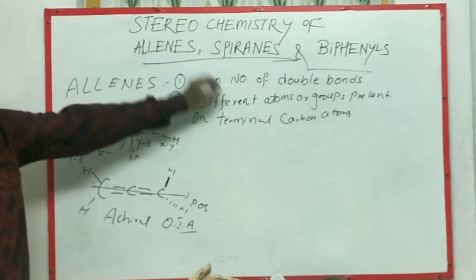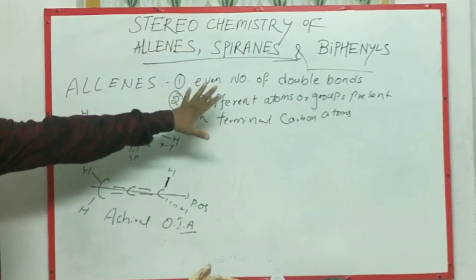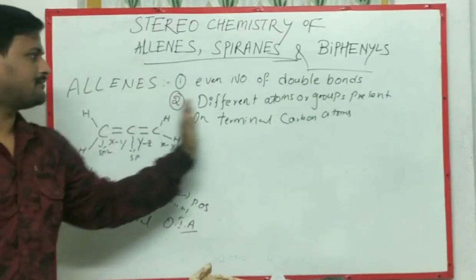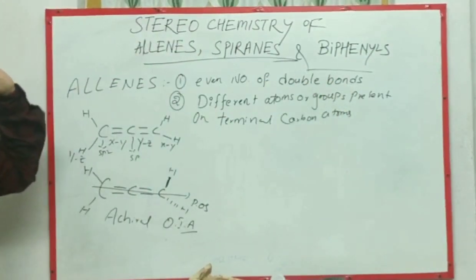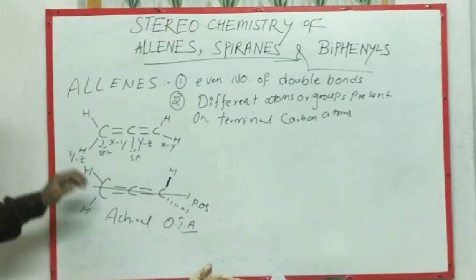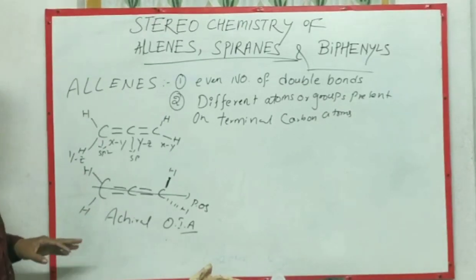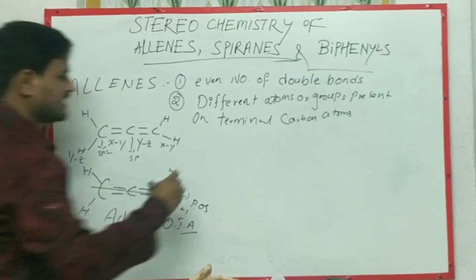Then it must follow these rules, these two conditions: even number of double bonds, and different atoms or different groups are present on terminal carbon atoms. Okay, we can follow another example.